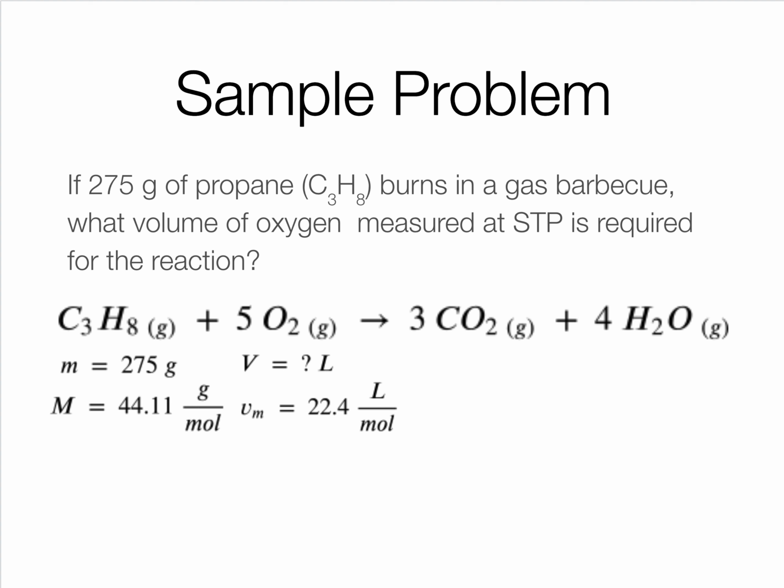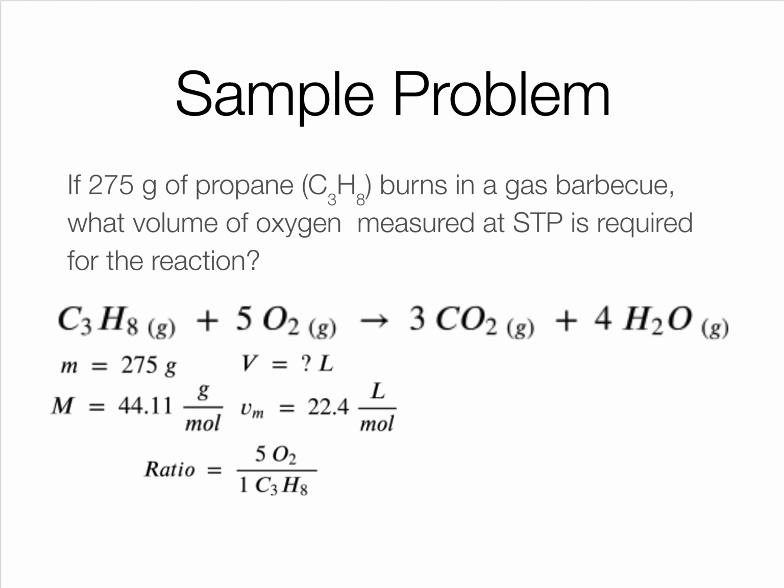Next thing, we're going to write out our unknowns. We want to find a volume of oxygen, and we're being asked to find volume in liters. So we don't want to use molar mass for our oxygen. We want to use molar volume. Because this is at STP, we know the molar volume is 22.4 liters per mole. That means we can just take a quick shortcut. We're going to switch out our molar mass and use molar volume instead.